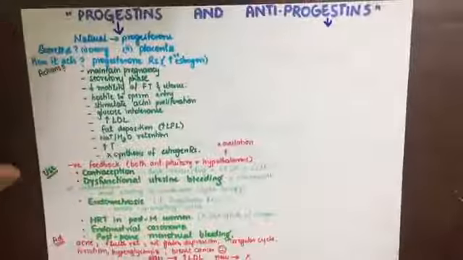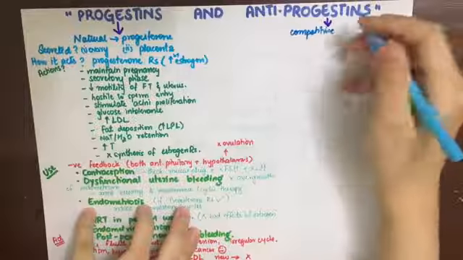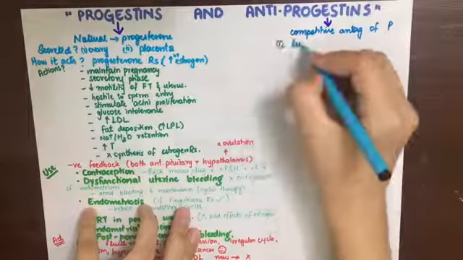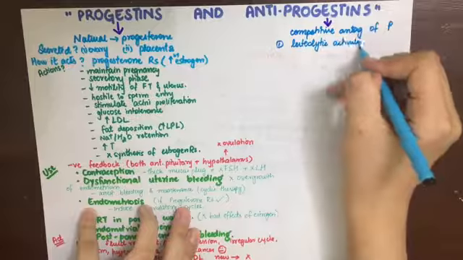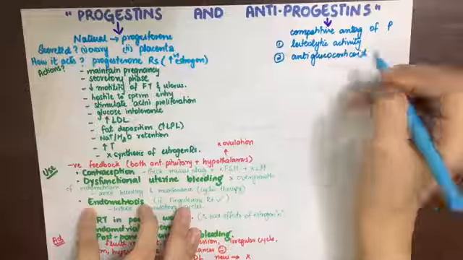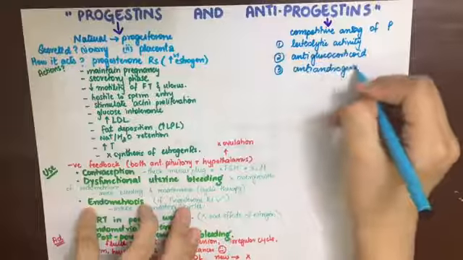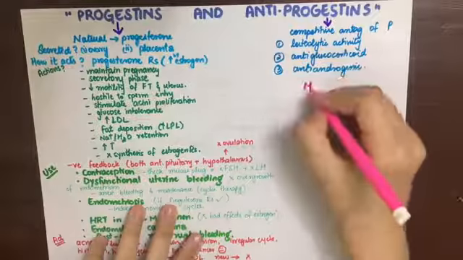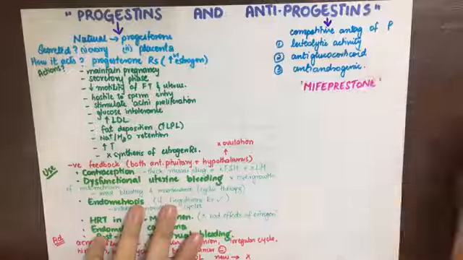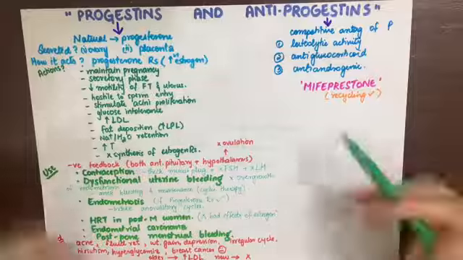Finally, let's see antiprogestins. Antiprogestins are competitive antagonists of progestins. They have luteolytic property, that is, they destroy the corpus luteum. They have anti-glucocorticoid properties and anti-androgenic properties as well. The chief antiprogestin and the only drug you need to remember is mifepristone. It undergoes enterohepatic circulation as well. This drug will be used where we want to antagonize the effects of progesterone.